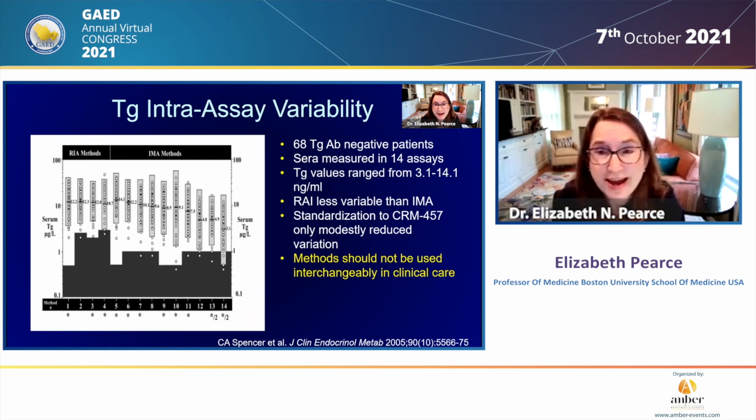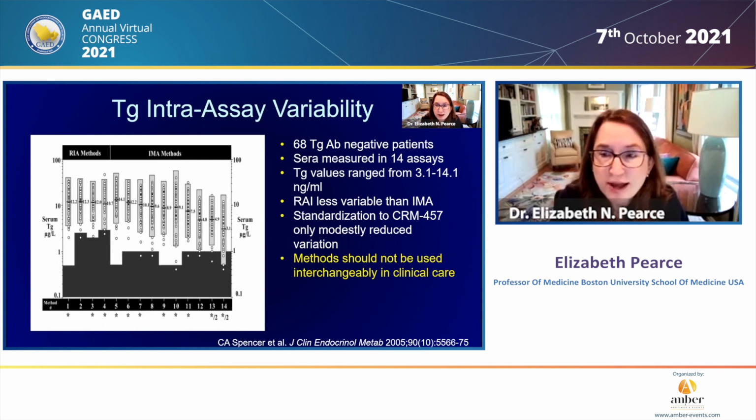Measuring thyroglobulin accurately is a challenge. This is illustrated by this study by Carol Spencer, who measured serum thyroglobulin in 68 different patients, none of whom had thyroglobulin antibodies, and measuring across 14 different assays, they found a big variation in thyroglobulin measurements that was pretty assay specific. And that's despite the fact that we have an international reference standard for thyroglobulin assays. They are calibrated to the same standard. That doesn't seem to help as much as we would like.